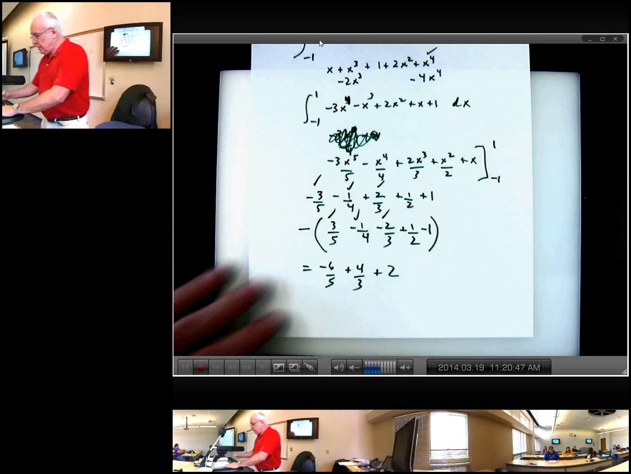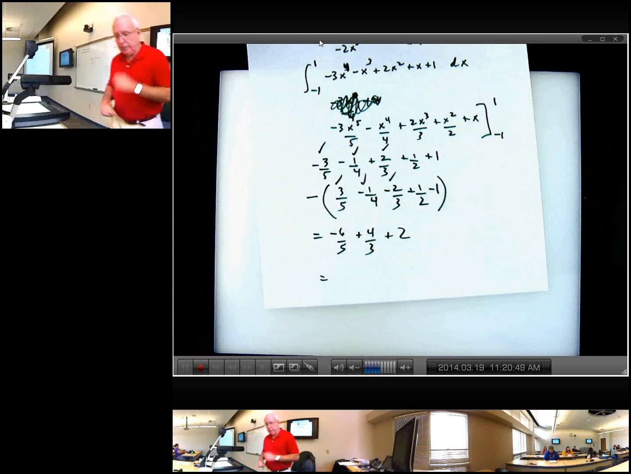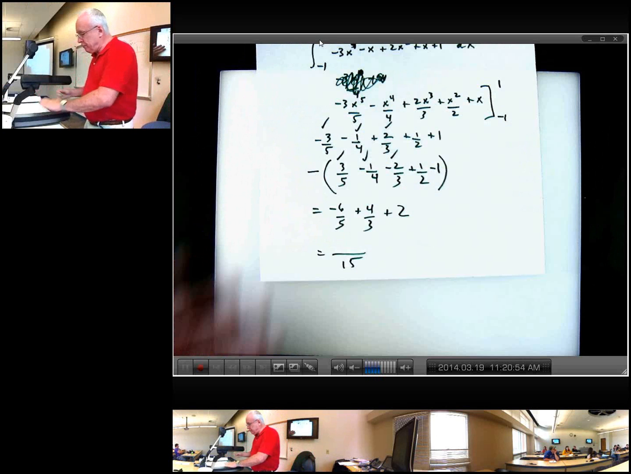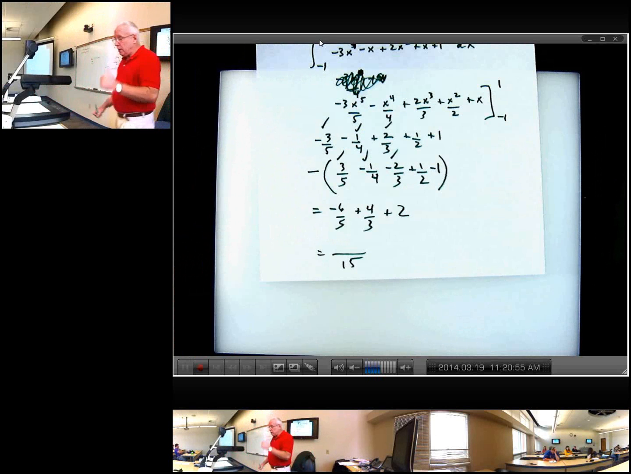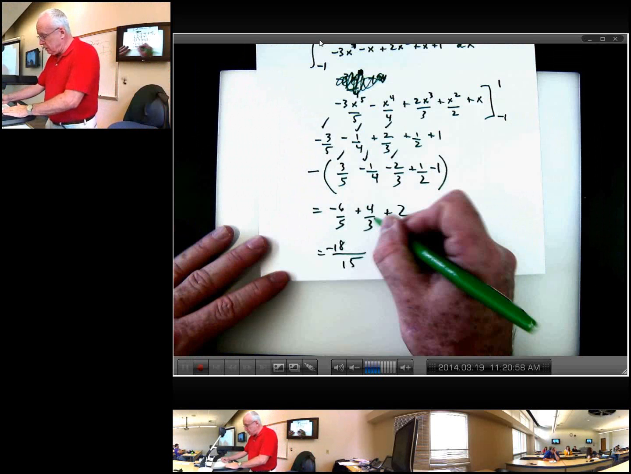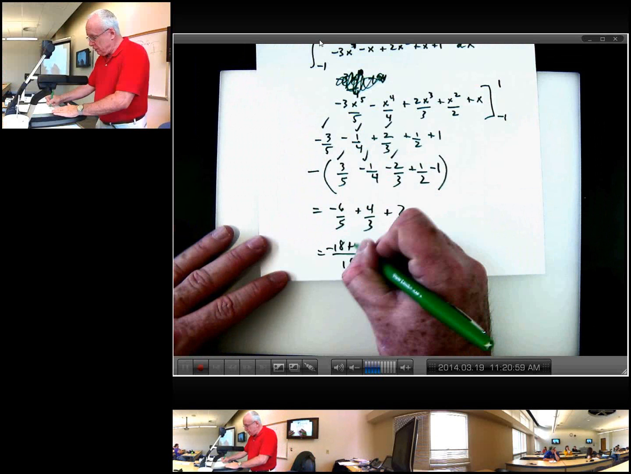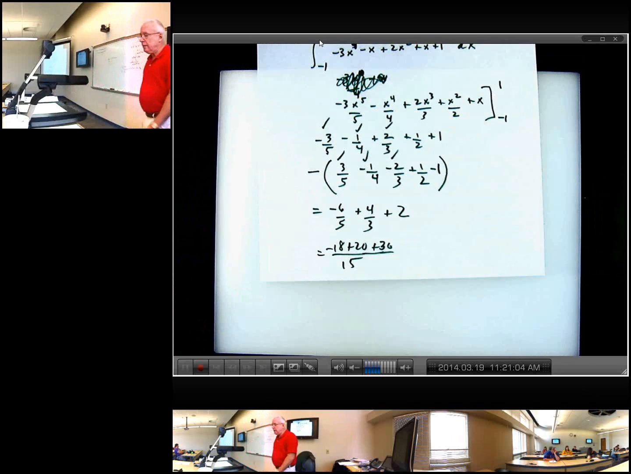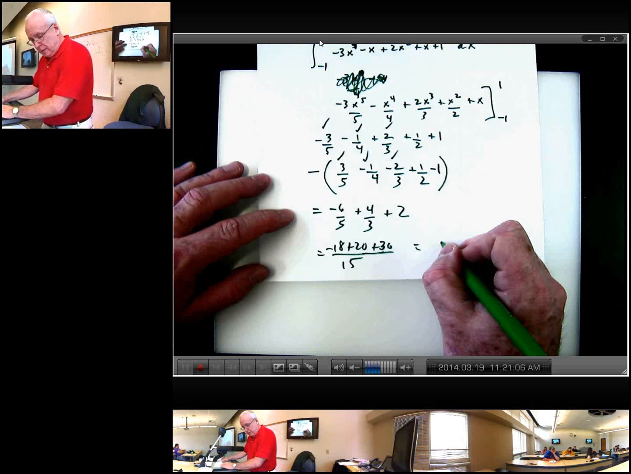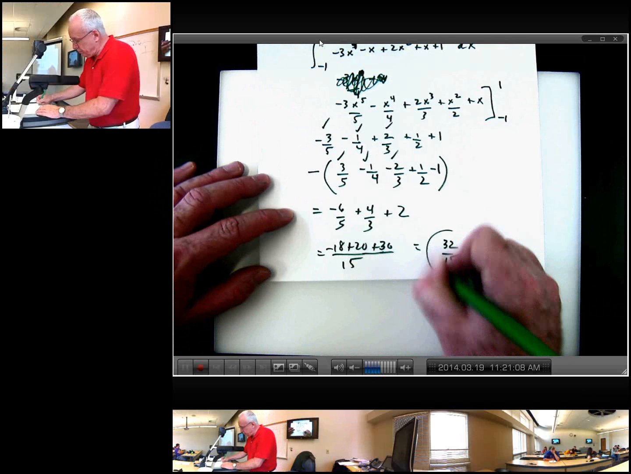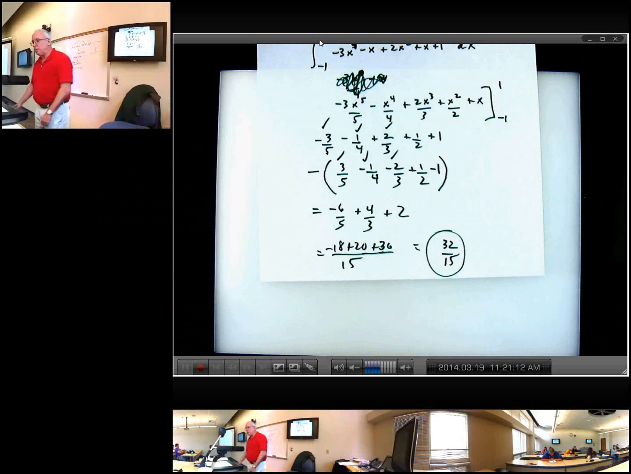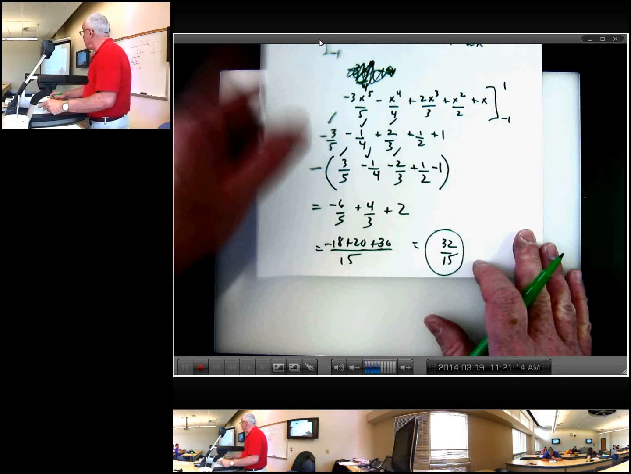Okay, so now we just need to combine these. The common denominator, of course, is going to be 15. So that's what? Minus 18 plus 20 plus 30. And so the numerator then combines to 32. So that's our answer. Little drop of blood on the page, so that's our answer.